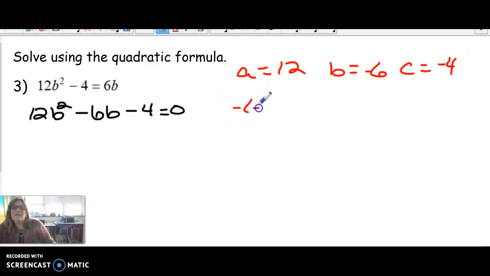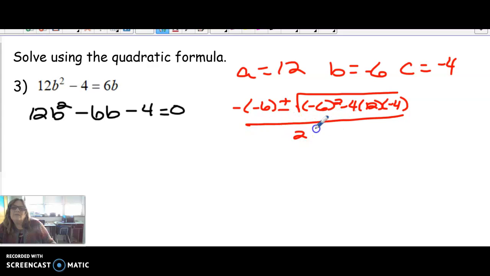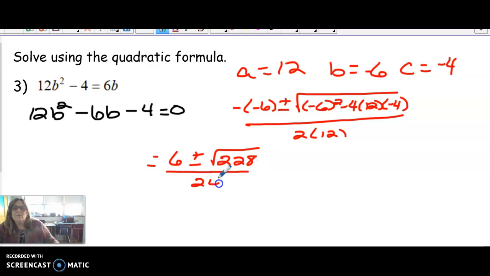So the opposite of a negative 6, plus or minus the square root of a negative 6 squared minus 4 times a times c, all divided by 2 times a. So that's going to give me a positive 6, plus or minus. Again, I'm going to plug all of this into my calculator so that I don't have to worry about multiplying. And I get the square root of 228 all over 24.